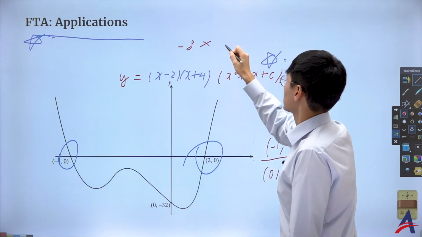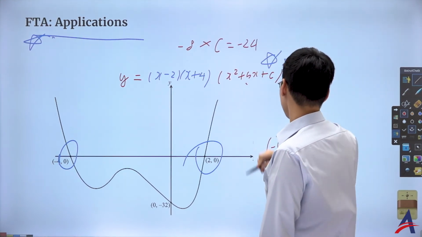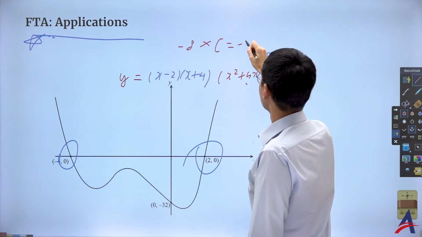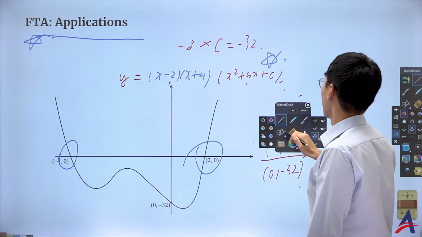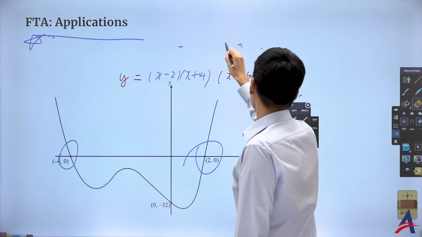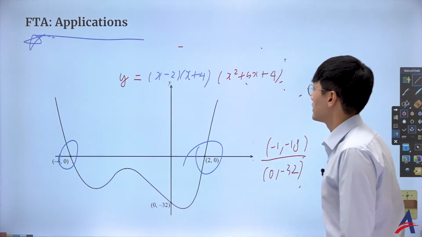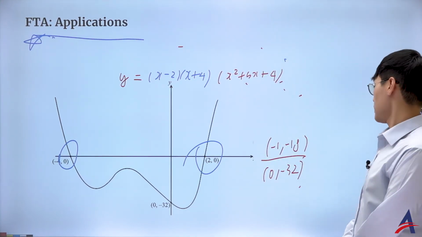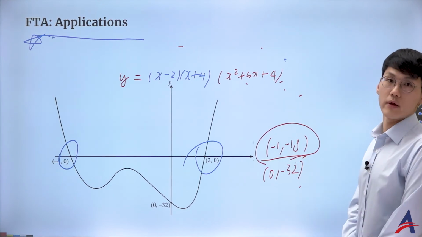If I put 0, that's C. And I want this to be -32. Then you realize C must be 4. So I'm happy that C must be 4. And then I've got to find the B, right? So for the B, what would you do? I will use -1, -18.